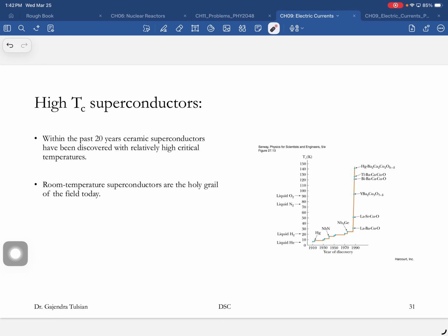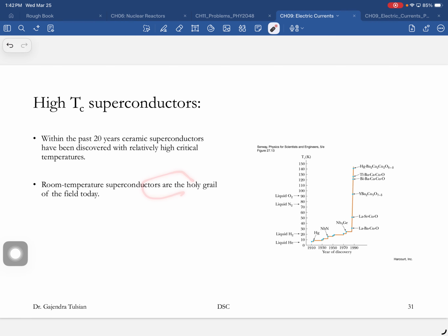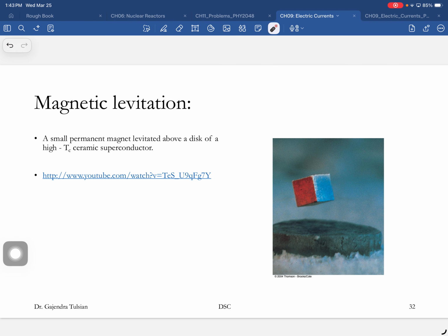Okay, so when you go get an MRI machine, they use superconducting wires where only liquid nitrogen has to be used. So, of course, we are greedy. Now we want room temperature superconductors. We don't want to spend any money. All right, so here's a superconducting magnet, and here's a magnet that is floating on it. Okay, so you guys have to watch this little video because it is very cool.